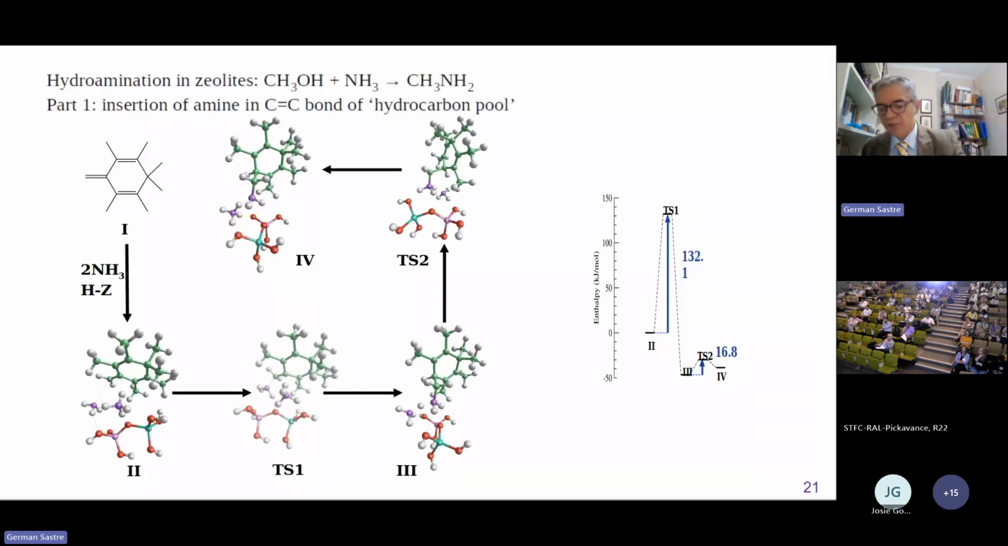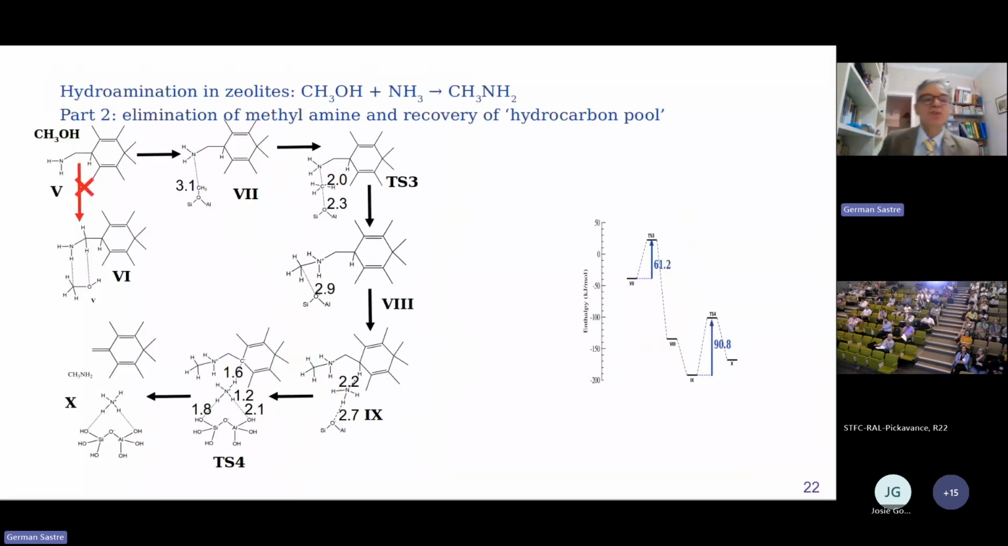This is in 3 dimensions. But now let's go to the second part, which is the elimination of methylamine.